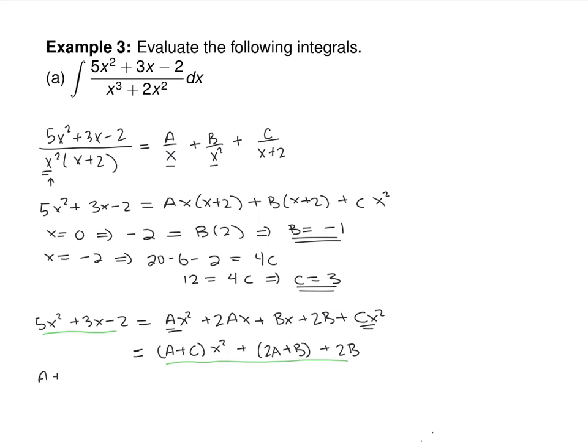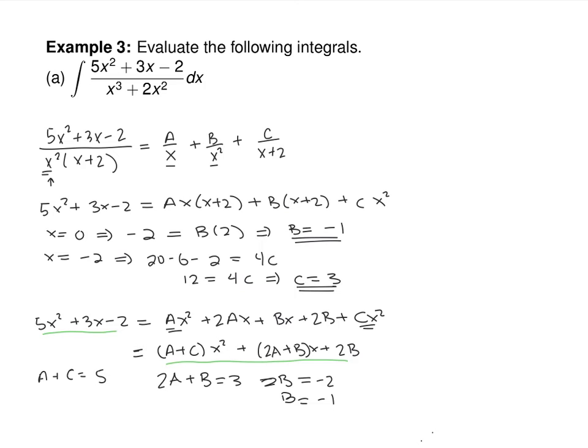then a plus c has to equal 5. 2a plus b would have to equal 3. And that should have an x there. And 2b would need to equal negative 2. We already know, look, you're going to get here that b is equal to negative 1, which we already found.